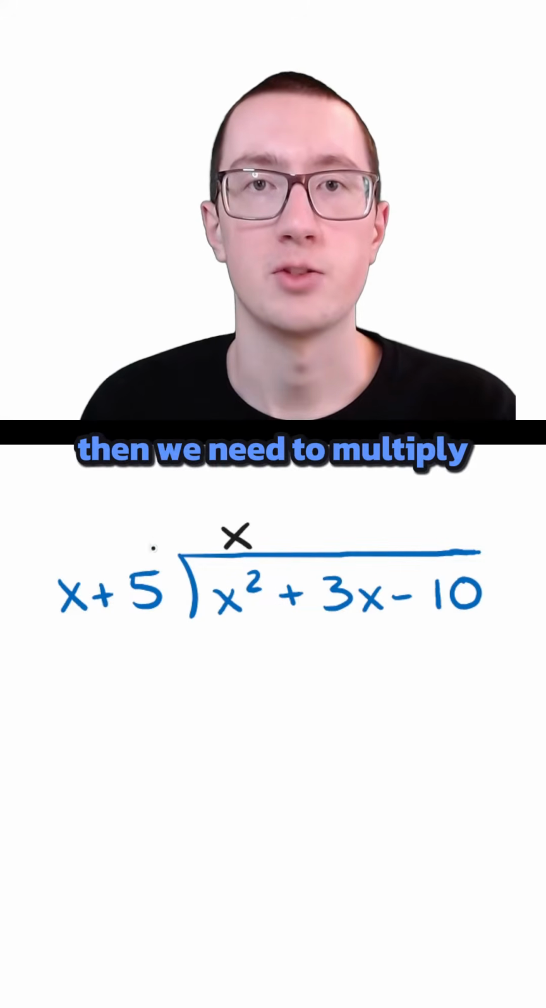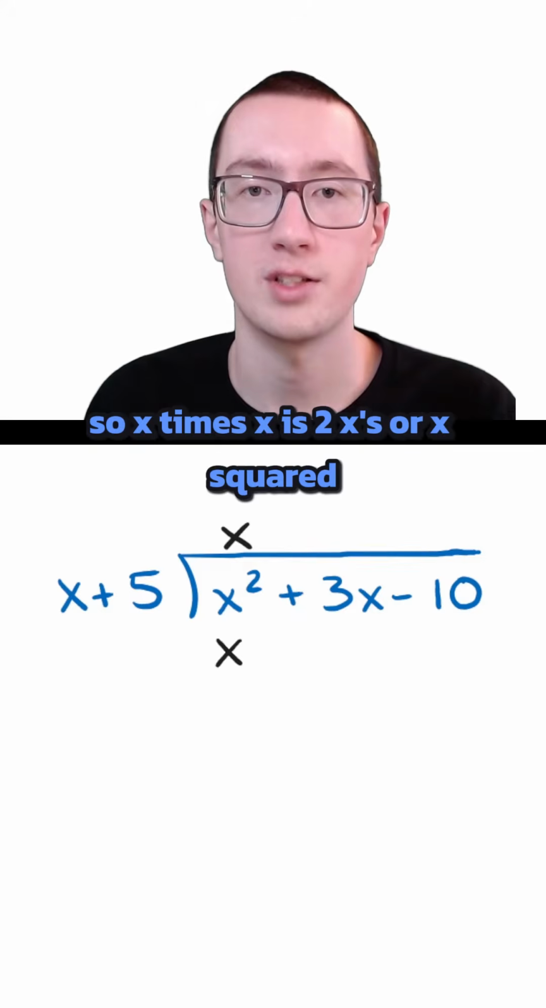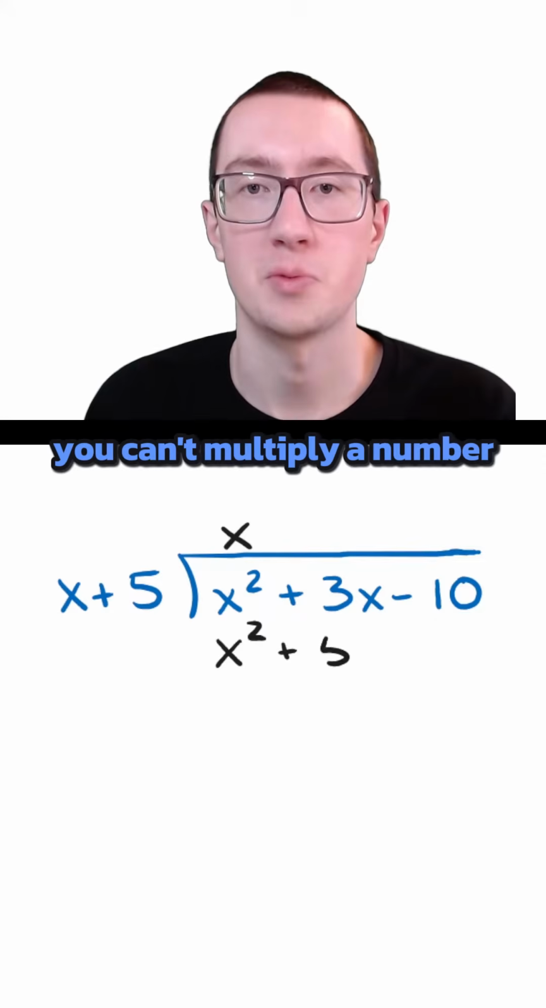Then we need to multiply. So we need to multiply x with what's over here. So x times x is x squared, and x times 5 is just 5x. You can't multiply a number and a letter.